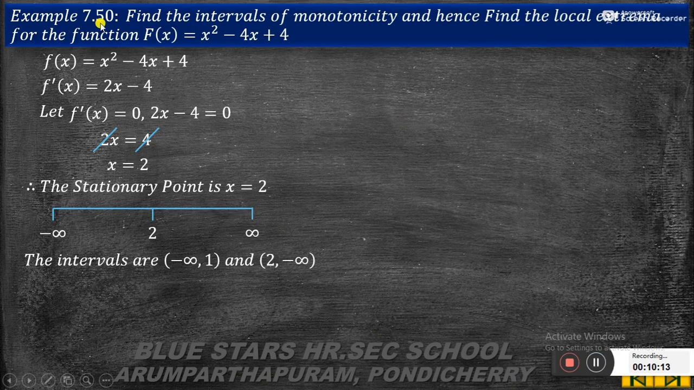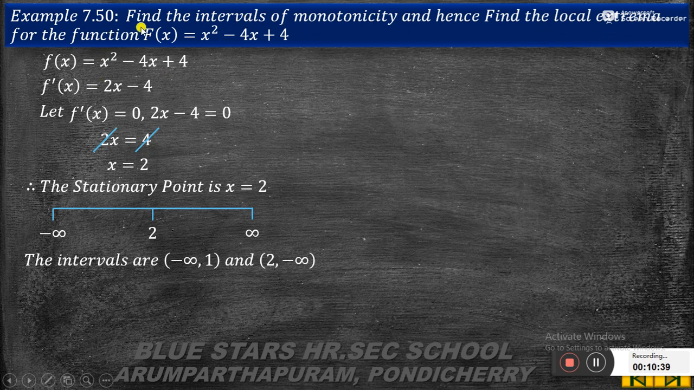Next, example 7.50: find the intervals of monotonicity and hence find the local extrema for the function f of x equal to x square minus 4x plus 4. That means they ask about the intervals, and next they ask about the local extrema. Extrema means maximum and minimum. So we find the local maximum and local minimum for this problem.